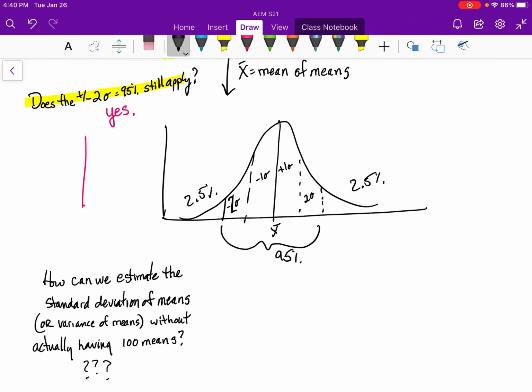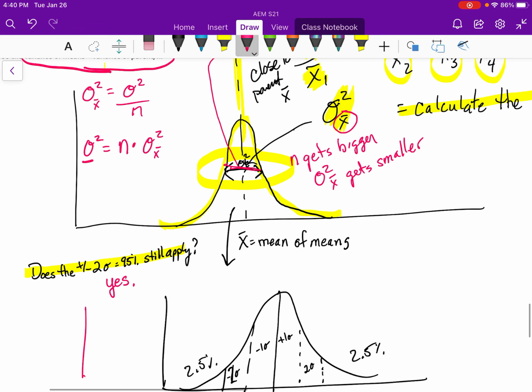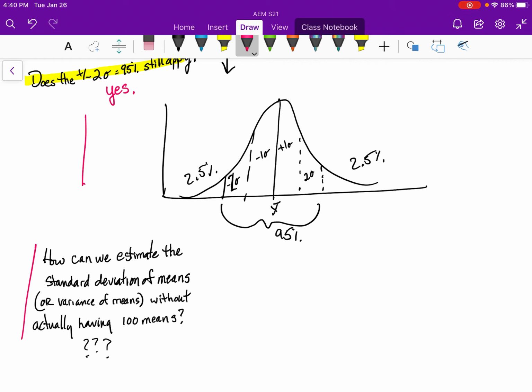The next question we ask is, since we're not really going to go collect 100 means out of our samples out there, we're going to have maybe 2 means that we have to compare. We'll ask this question of how can we estimate the standard deviation of means, or the variance of means, without actually having 100 means. So the variance of means is what we're interested in down here. So we don't have 100.